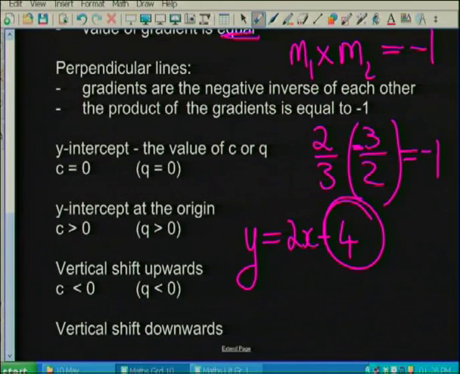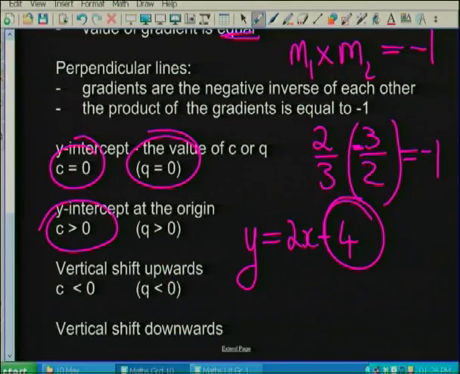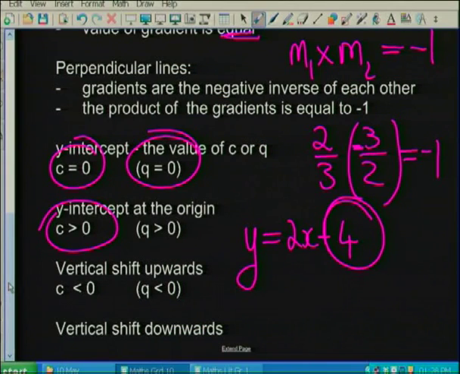So here it gives us a little summary. If C or Q is equal to 0, in other words, if there is no Q or C value, then our graph will have a y-intercept at the origin. If C is bigger than 0, our graph will have a y-intercept on the positive y-axis. Alternatively, if it's less than 0, the y-intercept will be on the negative y-axis.